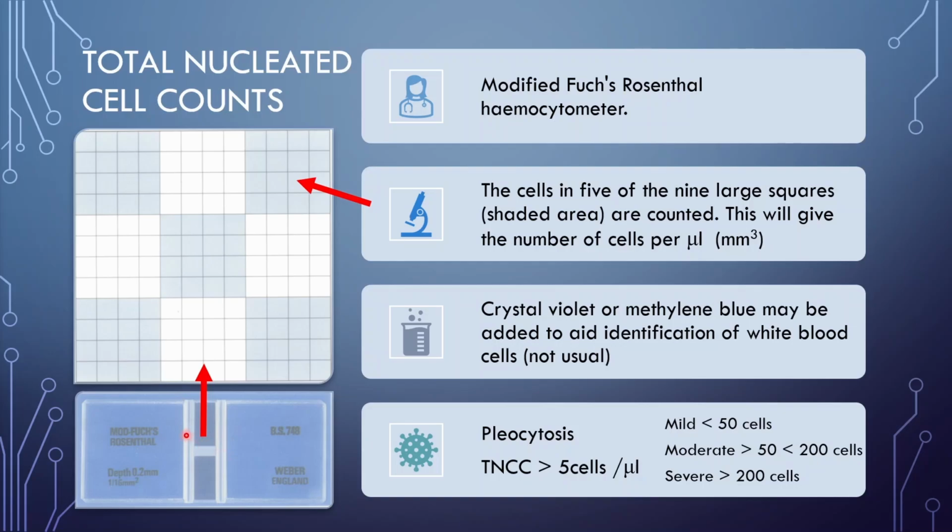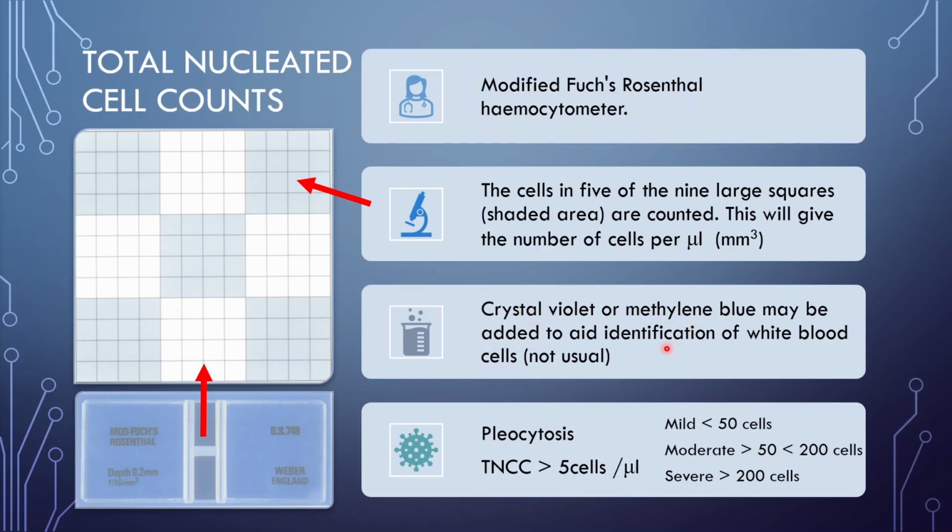You do need a little bit of skill in learning how to put the sample in and place a cover slip properly. And you simply count the number of cells in the 9 large squares like that, and that will give you the number of cells per microliter or millimeters cubed. Traditionally, it used to be talked about staining those cells with crystal violet or methylene blue.